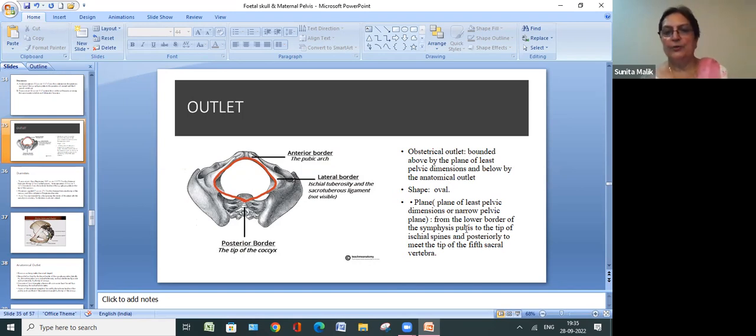Okay, from the lower border of symphysis pubis to the tip of the ischial spine, and posteriorly to meet the fifth sacral vertebra. So this is the plane of least dimension. Above was the greatest dimension. This is the least dimension.